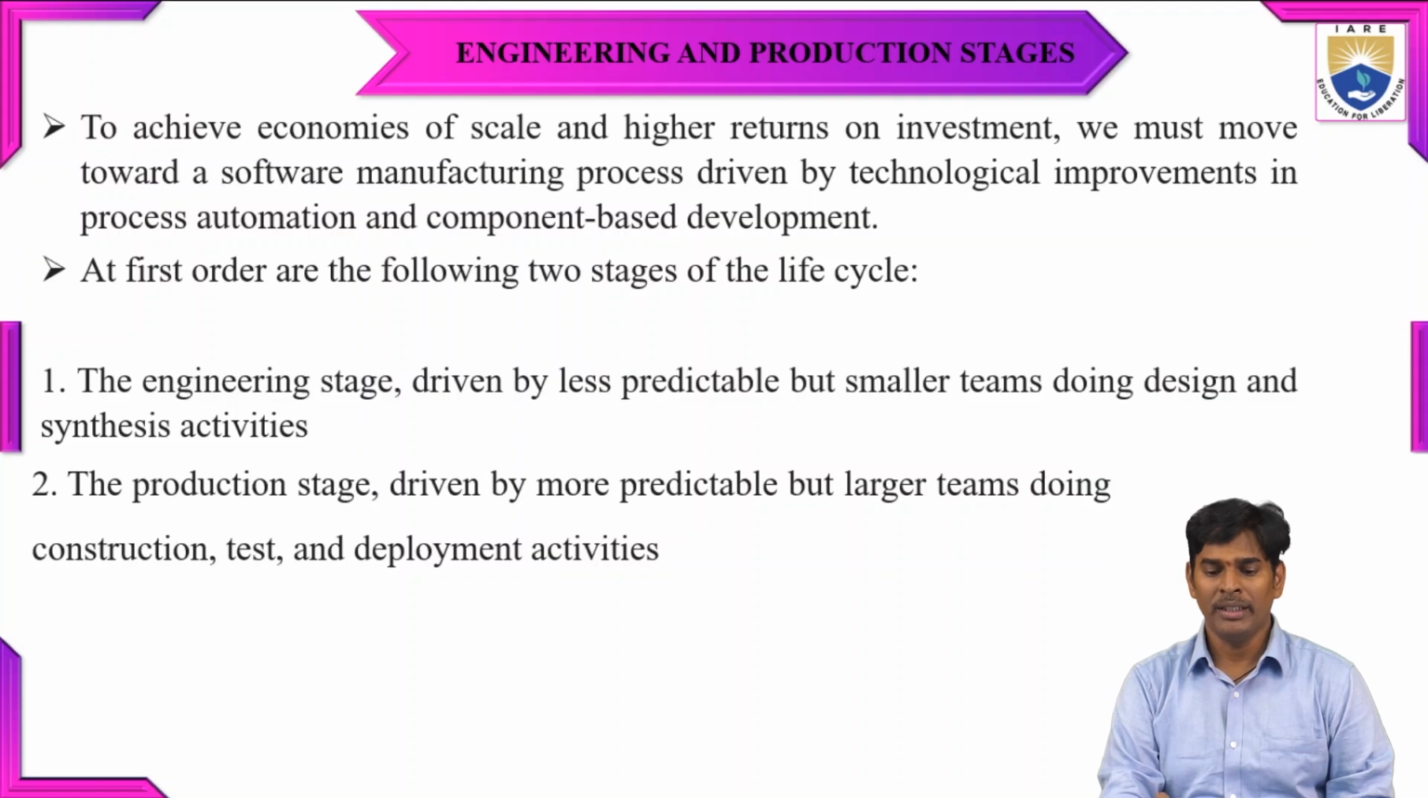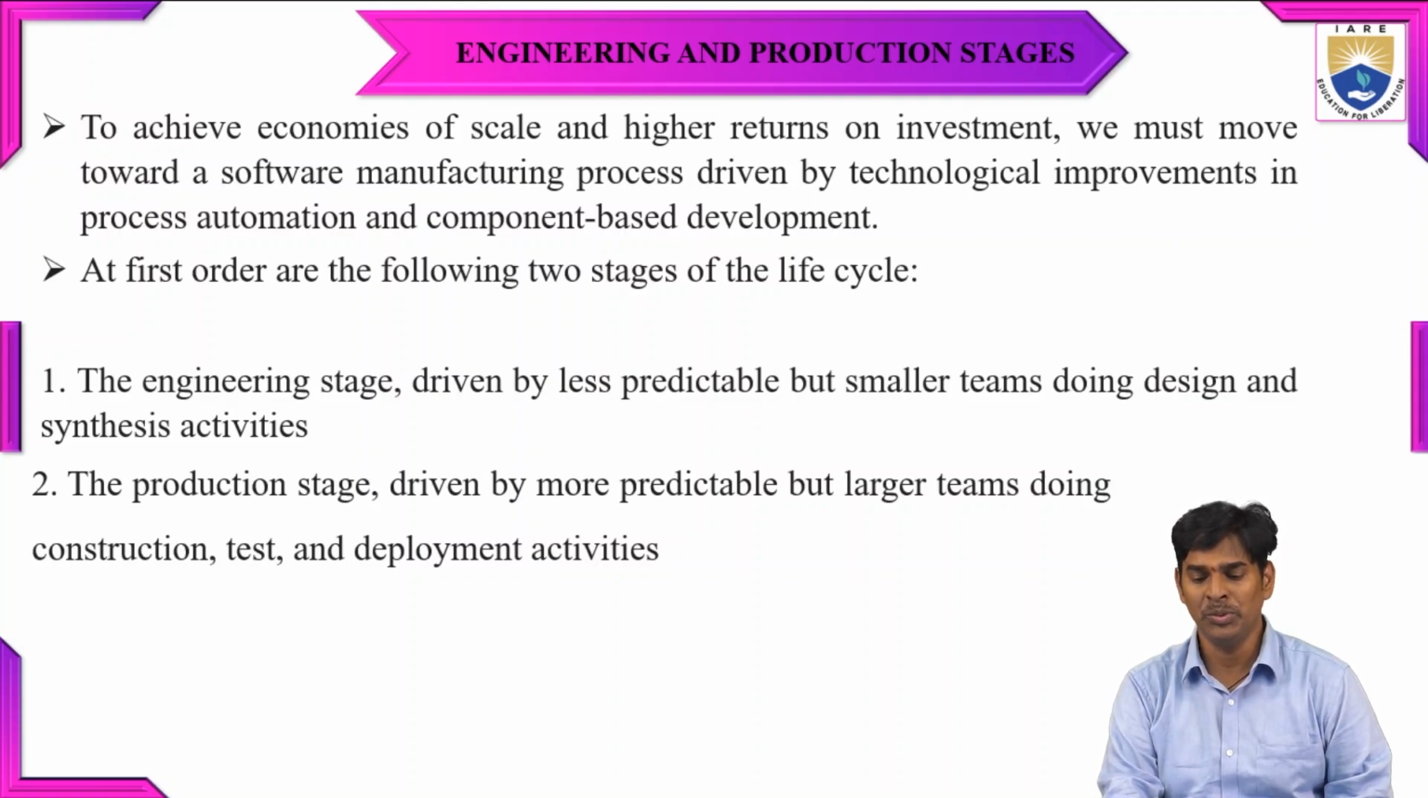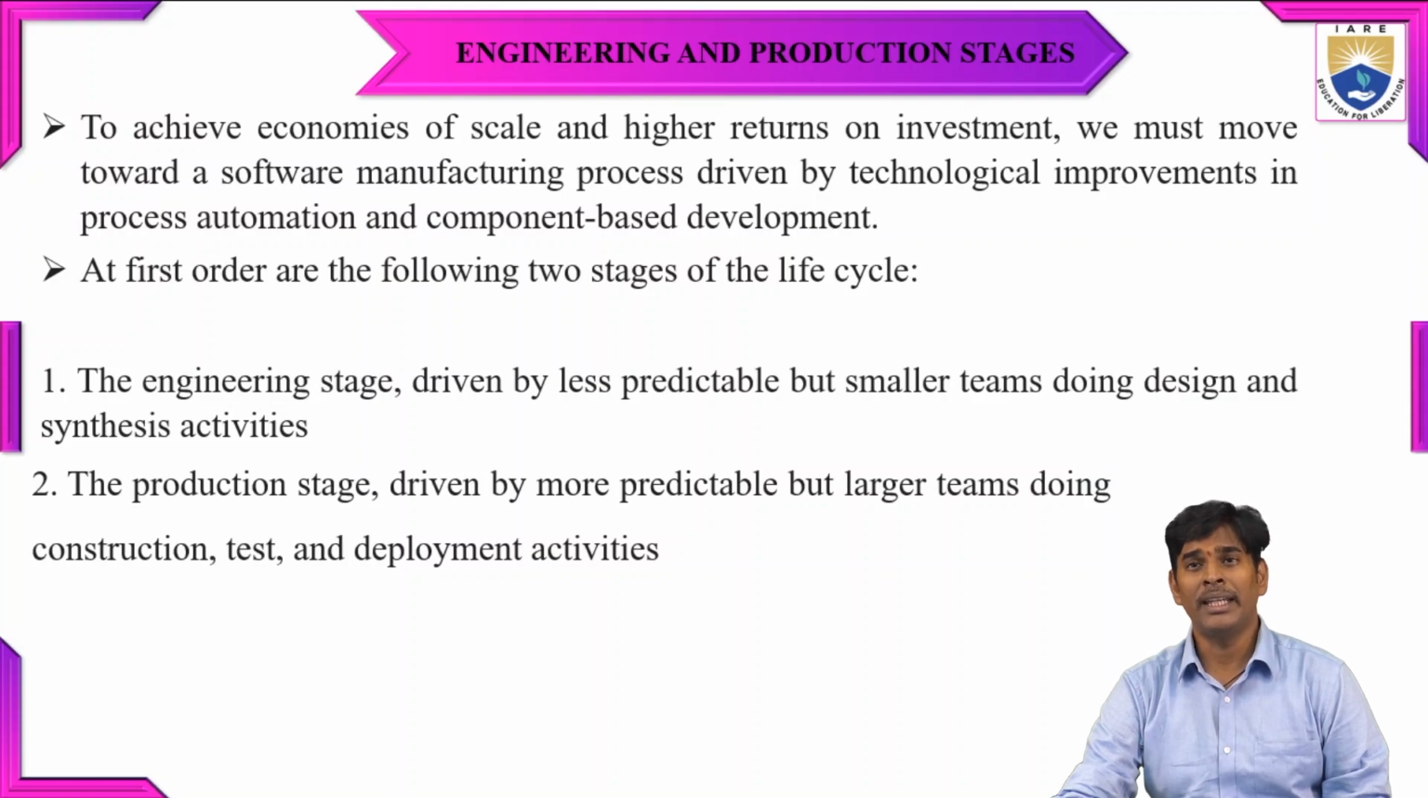Okay, so mainly in manufacturing they are going to decide on two stages in the life cycle. The first stage we can call the engineering stage. In the engineering stage, they predict very little and have a very small team for the designing and for the different types of activities.